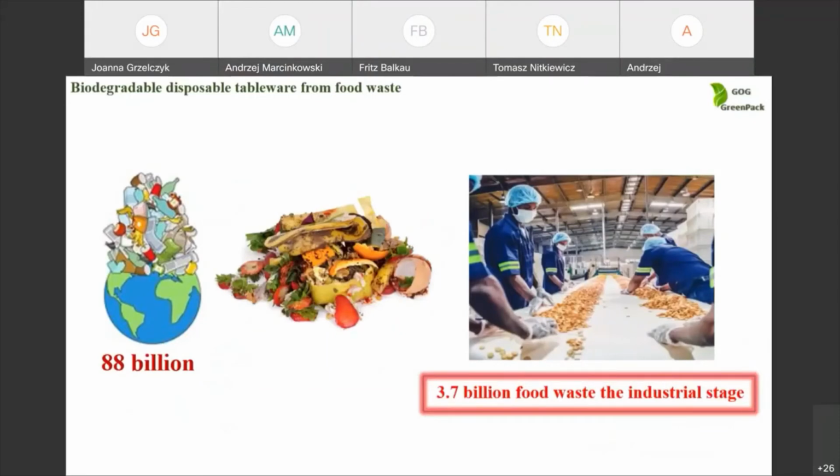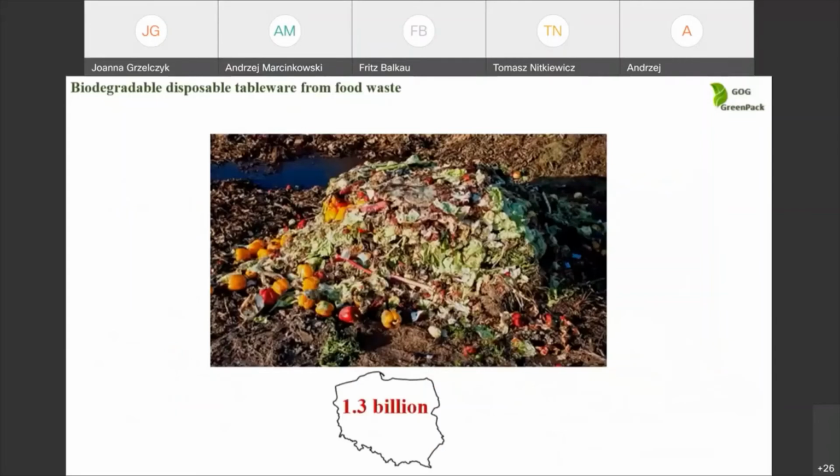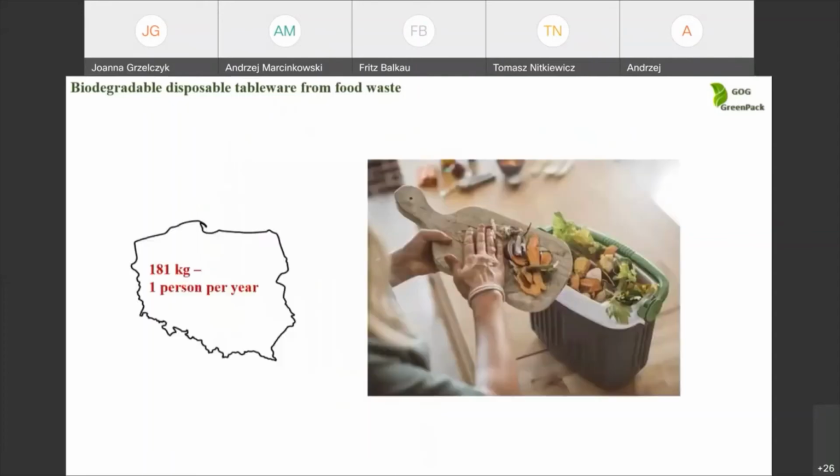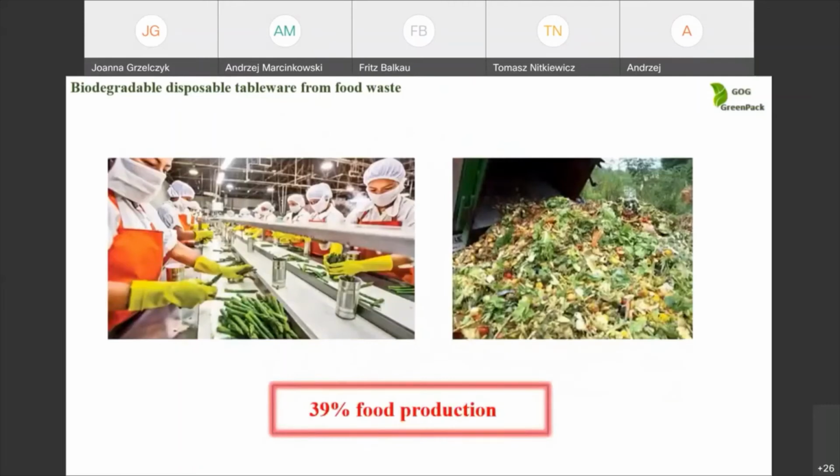Importantly, about 3.7 billion tons of this waste is generated by agri-food companies. Around 1.3 billion tons of food are wasted in Poland. During the year, one person in Poland wastes 181 kilos of food. This is a really big value.